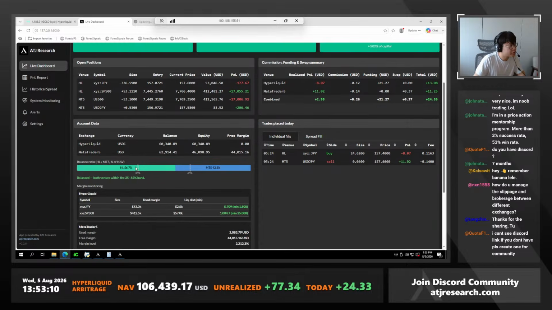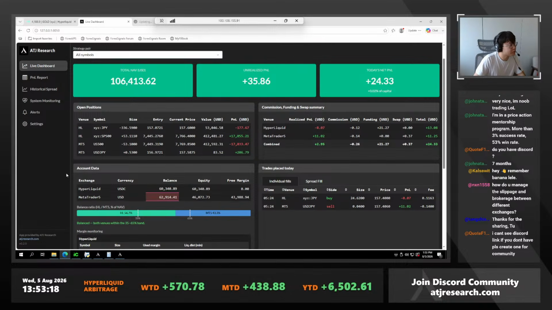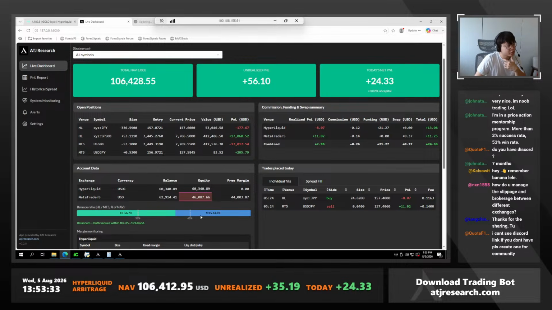So here I monitor my balances. On Hyperliquid, I have 60,000 in balance, and on MetaTrader 5, I have 46,000 in equity. When one account exceeds this 35% or 65% limit, for me that's a signal to withdraw. I just withdraw via crypto and either deposit to MT5 or deposit to my Hyperliquid account.